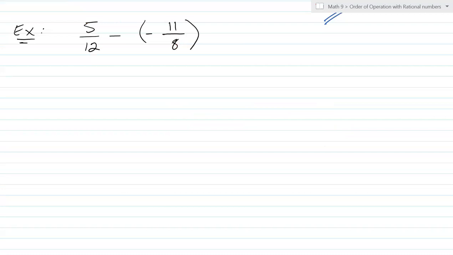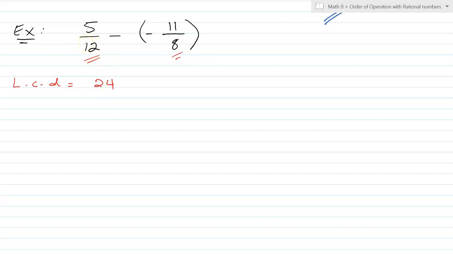Okay, let's go through this one. 5/12 minus, open the bracket, negative 11/8. Okay, so what is that? Notice that the denominators are not the same. So we need to make sure that the denominators are the same. What is the LCD of 12 and 8? The smallest number that 12 and 8 go into evenly, and notice that that would be 24. It's basically multiples of the bigger denominator.